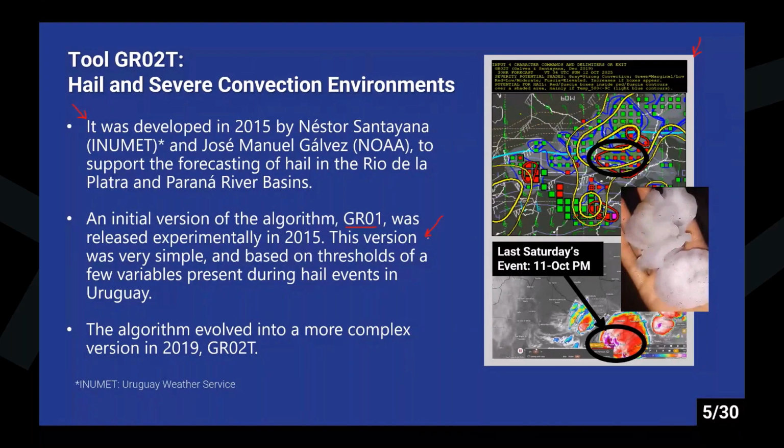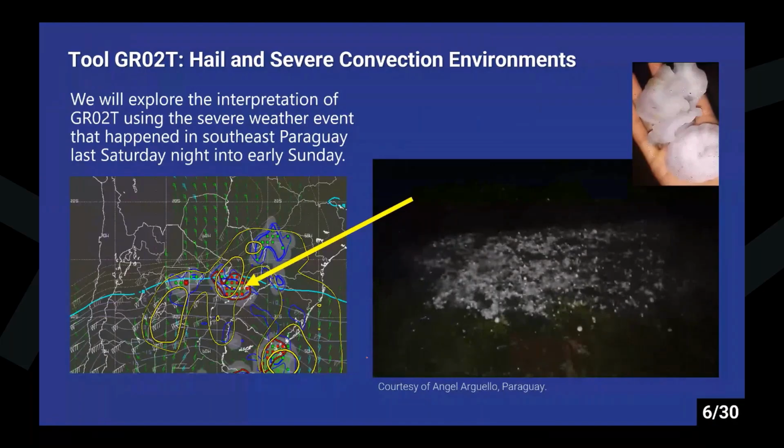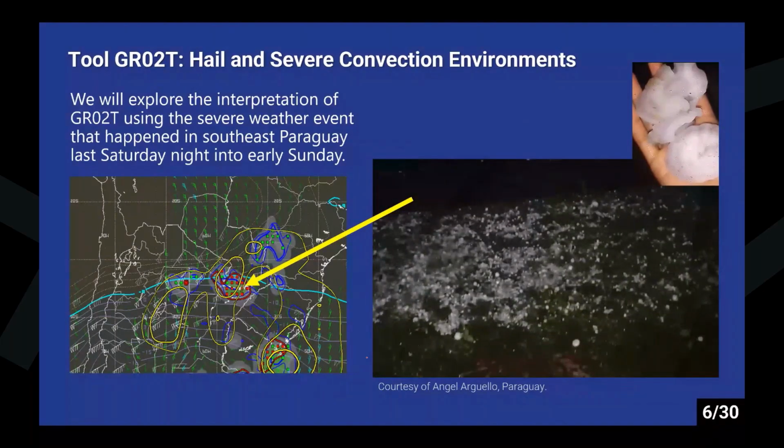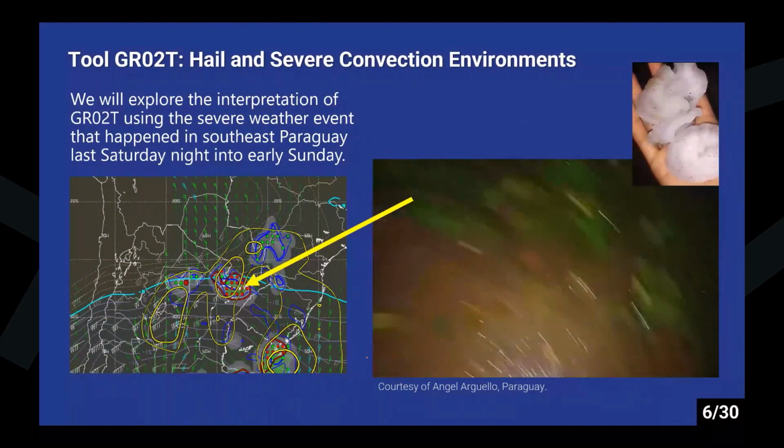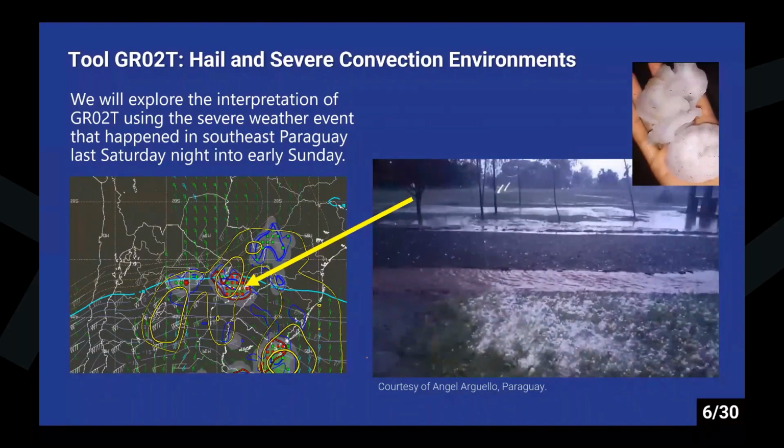I mean, we could see that it helped us to forecast hail. However, with time, we made a more complex algorithm, and we released it experimentally in 2019. And this is the one that I'm discussing here, the GR02T. Okay, so this is the GR02T hail algorithm, and I'm going to explore the algorithm using the severe weather event that happened last Saturday in Southeast Paraguay, Saturday night to Sunday.